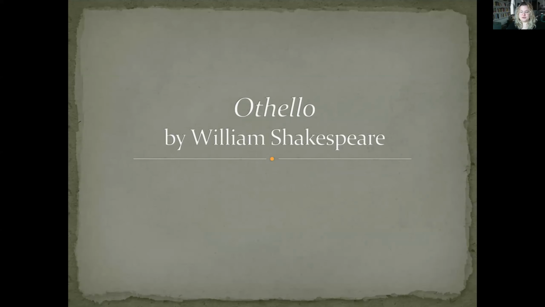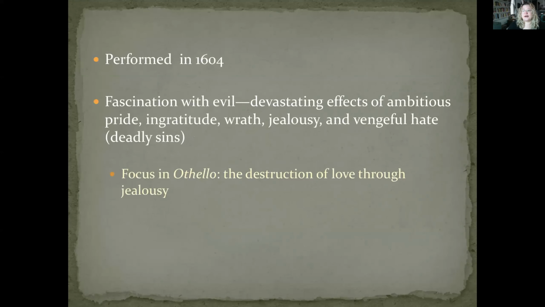So Othello is one of Shakespeare's great tragedies. He wrote it and it was first performed later in his career. 1604 is when Othello was likely first performed. Like most of Shakespeare's plays, it came from source material. And hopefully you've read through your packets, you've read the introduction in your book and read a little bit about that.